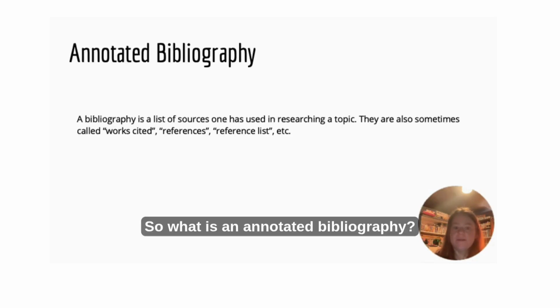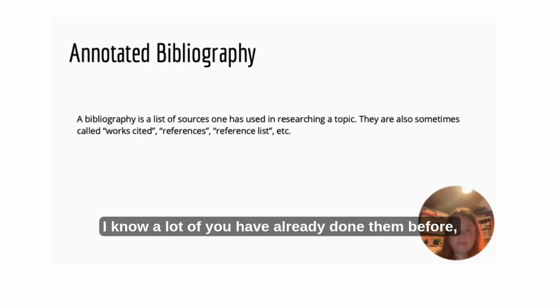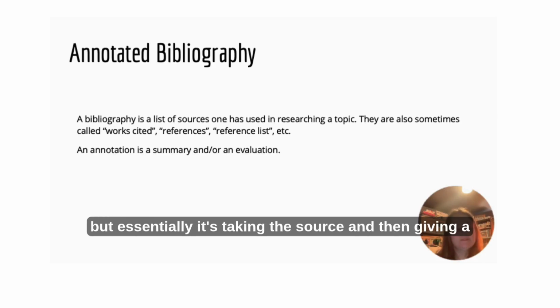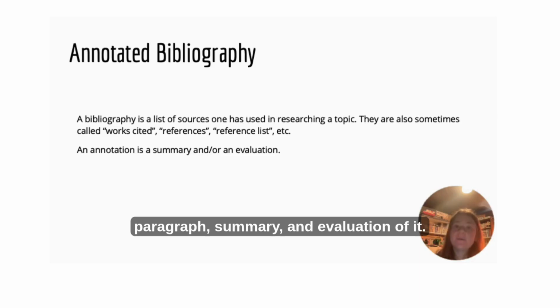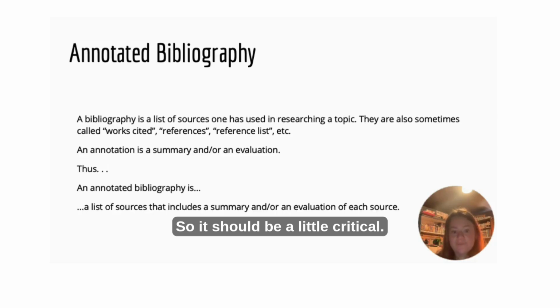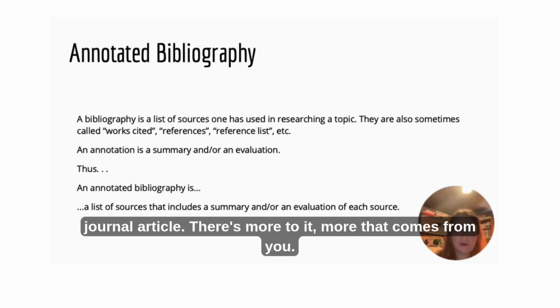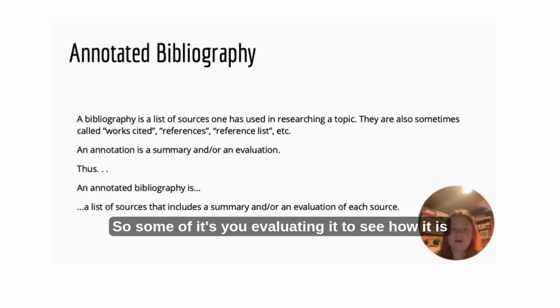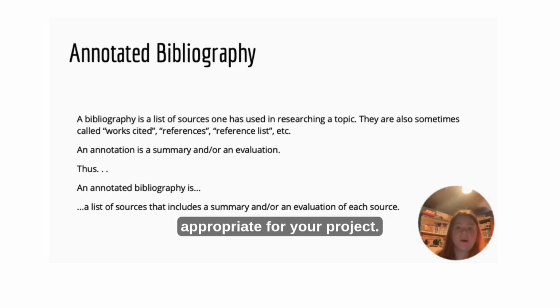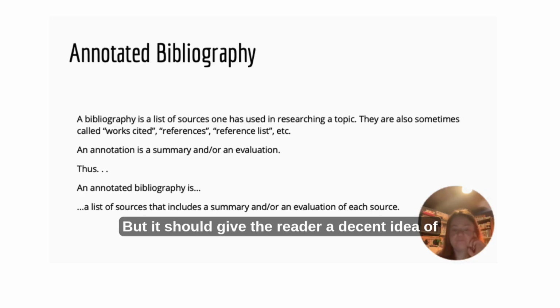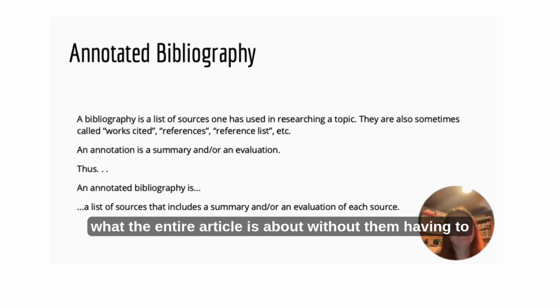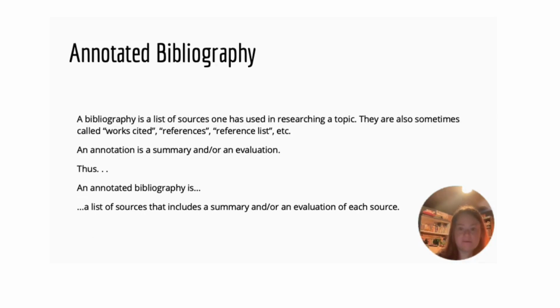So what is an annotated bibliography? I know a lot of you have already done them before, so I'm not going to spend too much time on it, but essentially it's taking the source and then giving a paragraph, summary, and evaluation of it. So it should be a little critical. It's not just a summary. It's not just copying and pasting the abstract from the journal article. There's more to it, more that comes from you. So some of it's you evaluating it to see how it is appropriate for your project. But it should give the reader a decent idea of what the entire article is about without them having to actually read the article themselves.